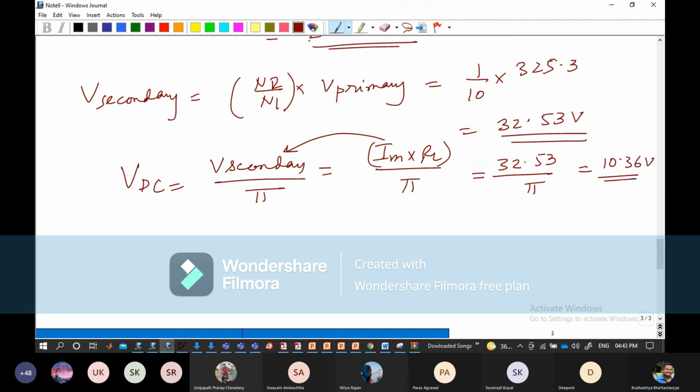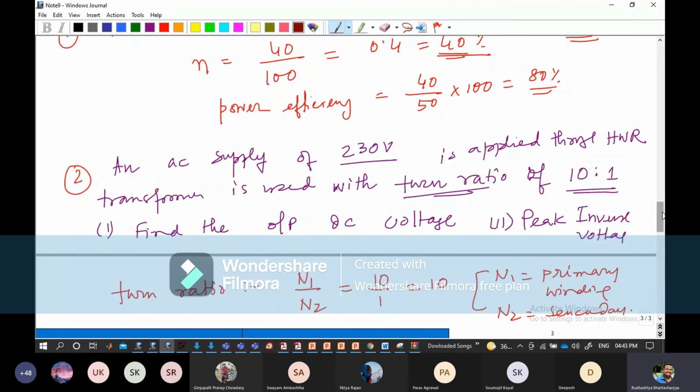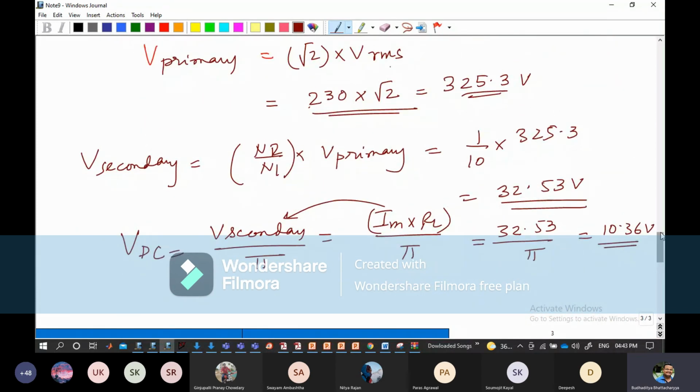10.36 volt. All right. So this is about the voltage across the load that we are looking at. In the negative cycle, naturally the diode will not conduct, so the voltage across the diode will be the total peak voltage. If I consider the peak inverse voltage, that will be 32.5 volt only. All right. So this is one of the segments of our discussion.